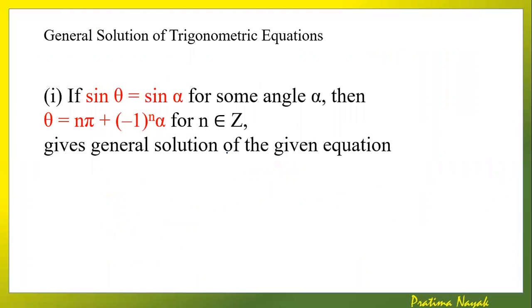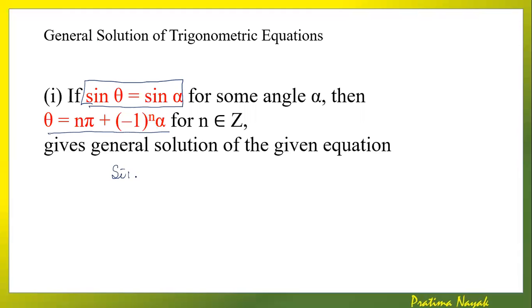So next, coming to when sin theta is not 0, and sin theta is equal to sin alpha, then what do we write? We write that theta is equal to n pi plus minus 1 to the power n into alpha. To solve the problem, you have to keep remembering this. When sin theta is sin alpha, theta is equal to n pi plus minus 1 to the power n into alpha. For example, let us take one example.